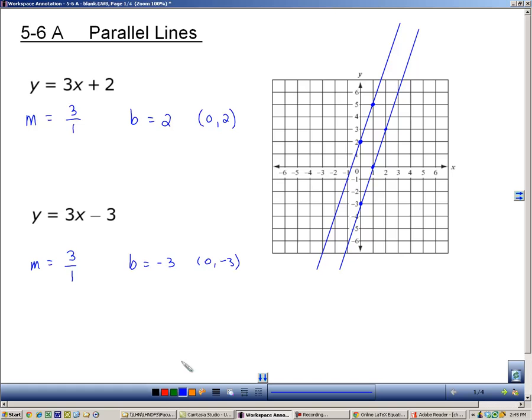Now what do we notice? We notice that those lines are parallel. They never touch, and they go off forever and will never come in contact with each other. Now what causes that? The key is right here. It's the slopes. When the slopes are the same, the lines will be parallel. And that's the idea that we're going to use as we explore parallel lines.